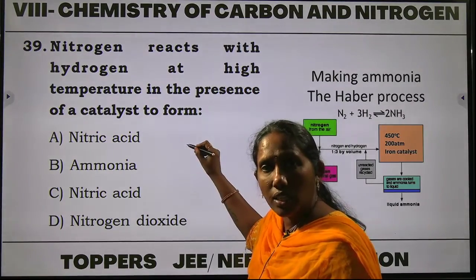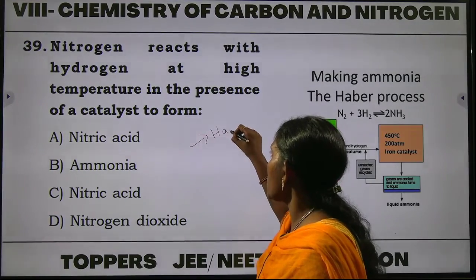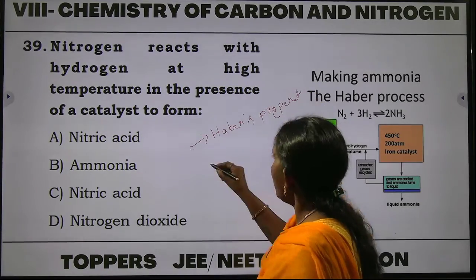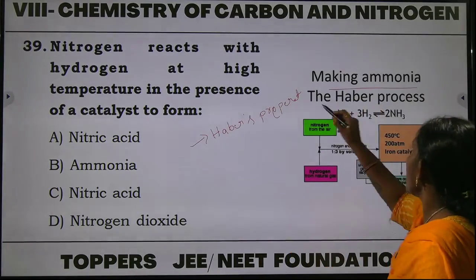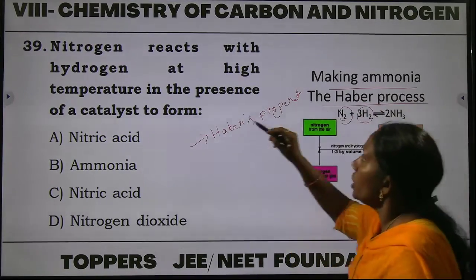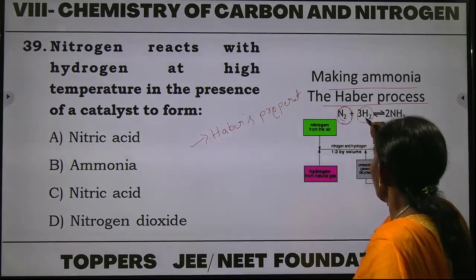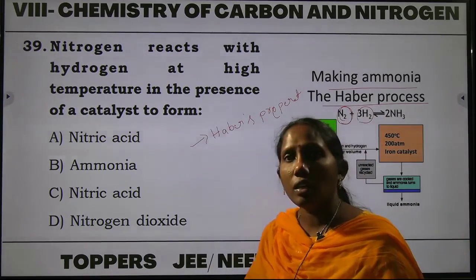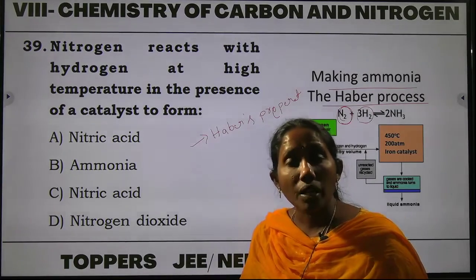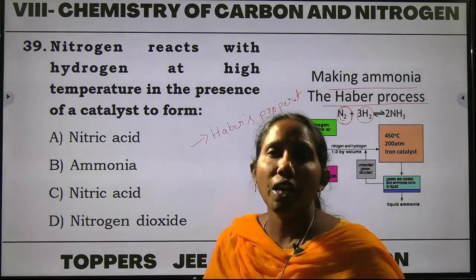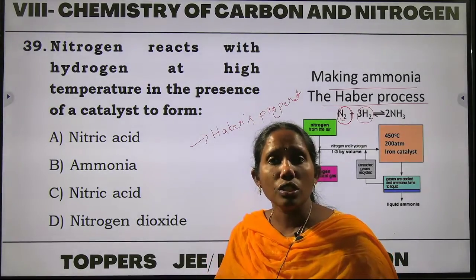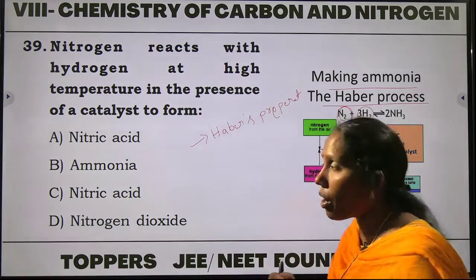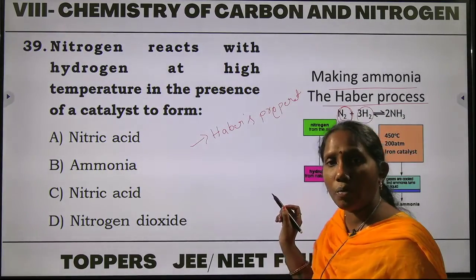This question is clearly about Haber's process. Haber's process is the preparation of ammonia. In that, nitrogen reacts with hydrogen and forms ammonia: N2 plus 3H2. This is called Haber's process, but this ammonia formation will not happen at ordinary conditions. We have to maintain the pressure and temperature conditions, and we have to use the proper catalyst. A promoter also we have to use, then only this ammonia will form from N2 plus 3H2, and we can call that phenomenon the Haber's process.